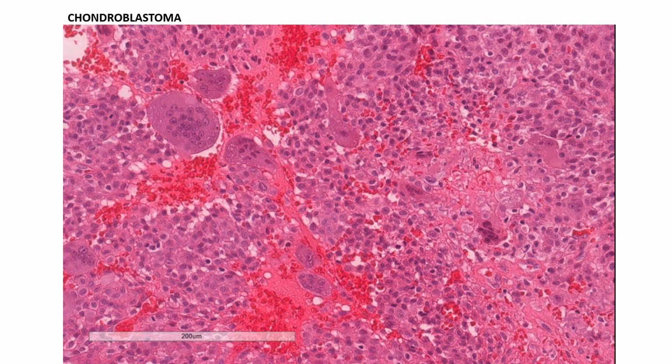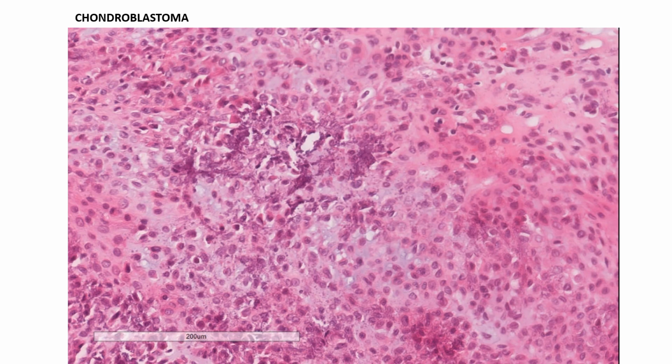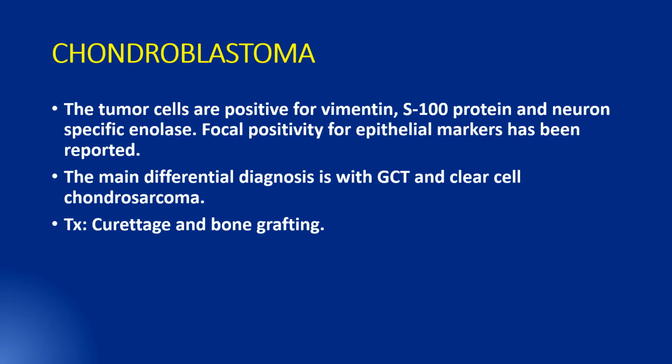There are scattered osteoclast-type giant cells, mostly grouping in areas of matrix production and hemorrhage. This higher power view shows poorly formed cartilage with areas of calcification forming a chicken wire pattern around single cells. No specific but characteristic stains can be vimentin, S100, and neuron-specific enolase. The main differential diagnosis, of course, is giant cell tumor and clear cell chondrosarcoma.